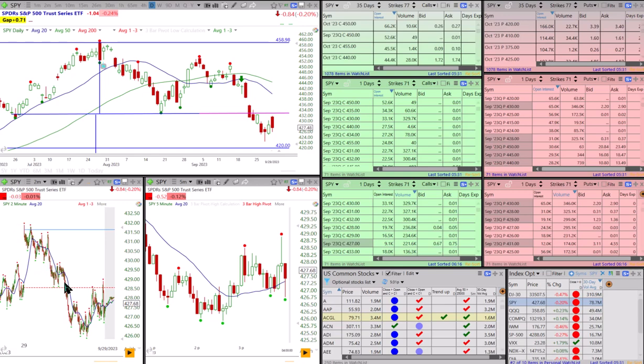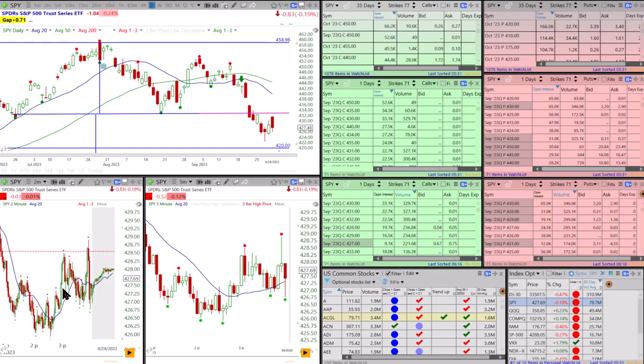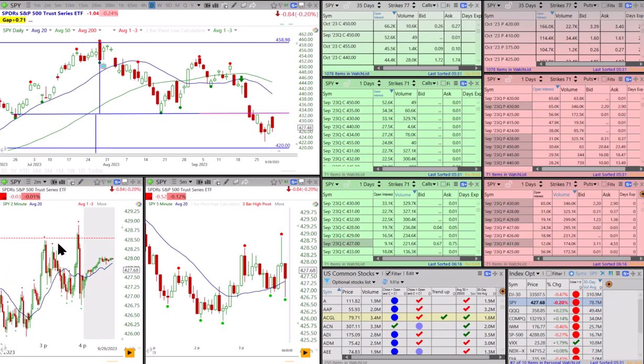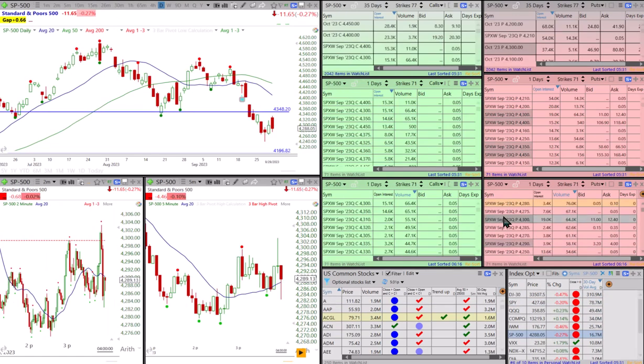It was also what we call minor resistance, and we sold into that area and began to trail stop under a prior bar's low. Got stopped out with a very nice profit on a very quick trade, and then we called it a day.